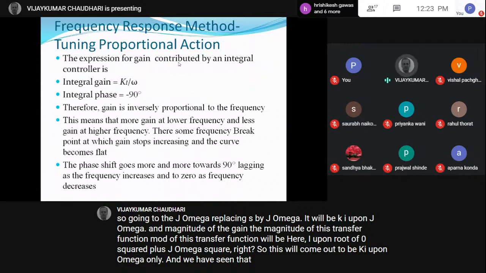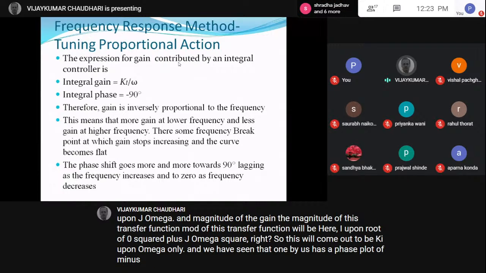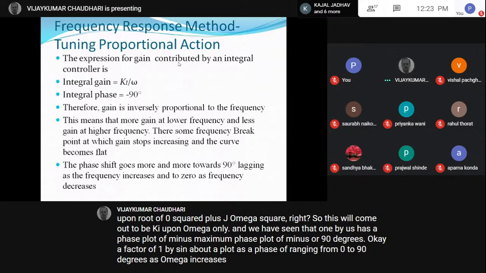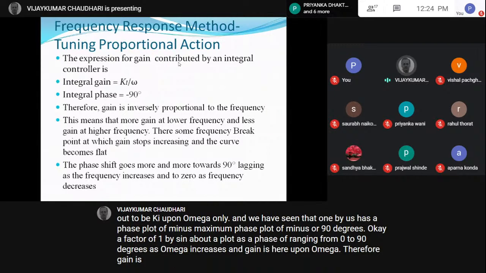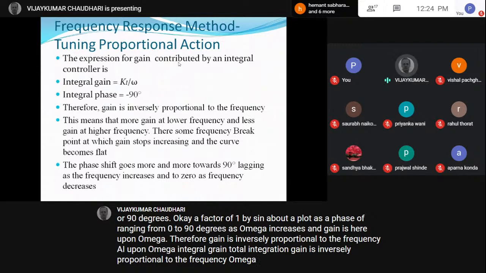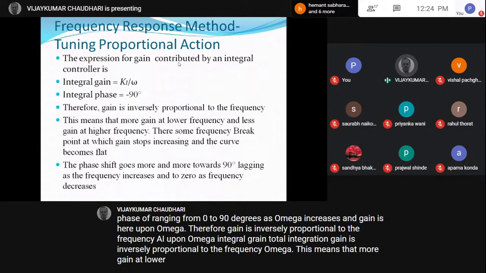We have seen that 1 by s has a maximum phase of minus 90 degrees. A factor of 1 by s in a Bode plot has a phase ranging from 0 to 90 degrees as omega increases, and gain is Ki upon omega. Therefore, the total integral gain is inversely proportional to the frequency omega. This means more gain at lower frequencies and less gain at higher frequencies.